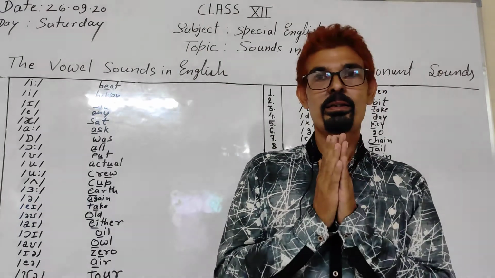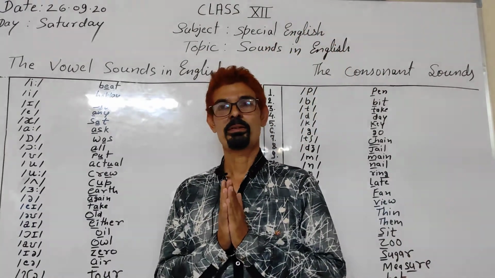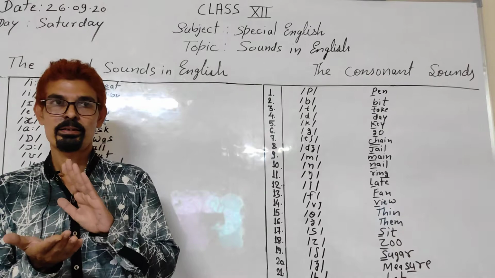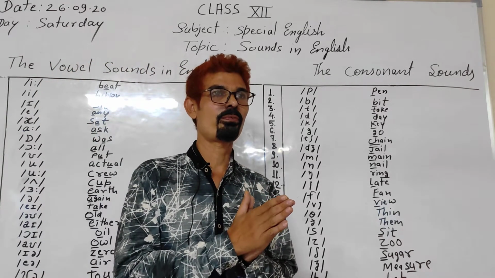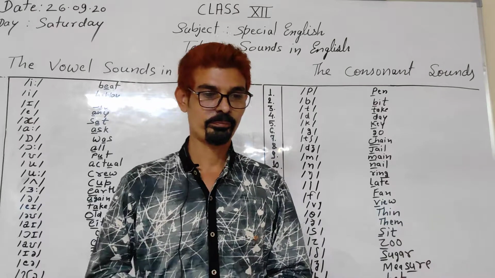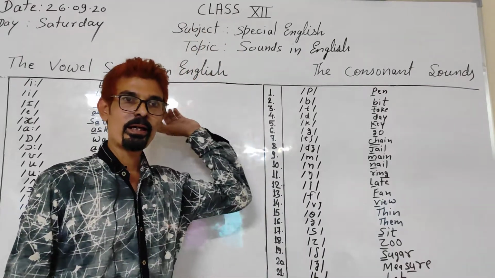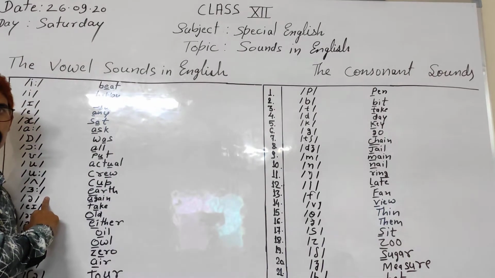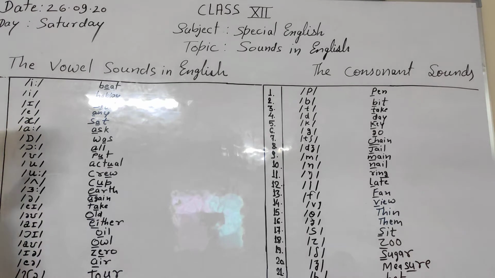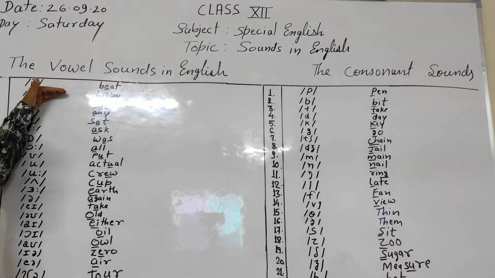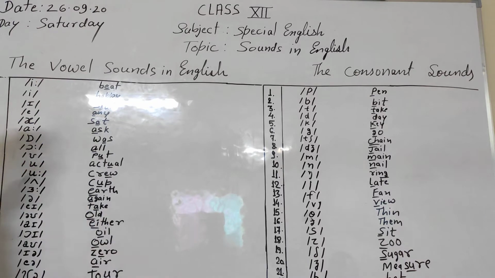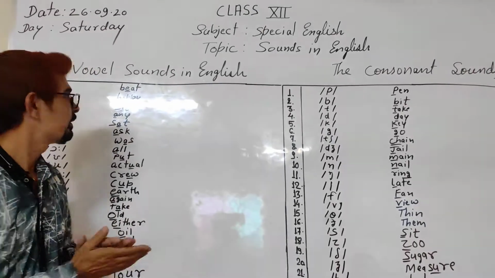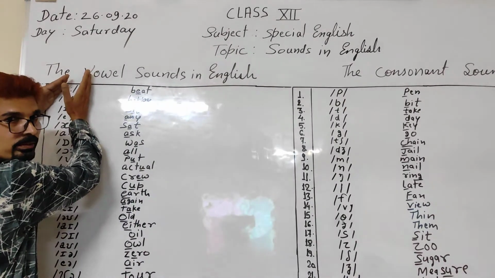Our voice or our sounds are audible and fall into the classification of vowel sounds and consonant sounds. First of all, I am taking vowel sounds. These are called vowel sounds, and we will learn how to pronounce these symbols. Each sound is placed between slashes. This is called a slash. This is the sign of a slash.